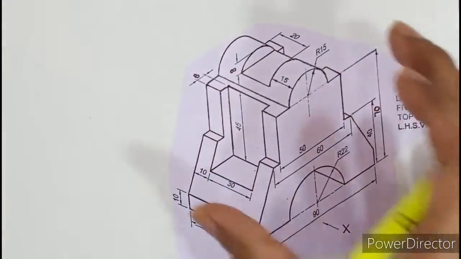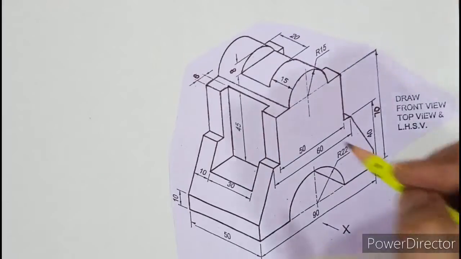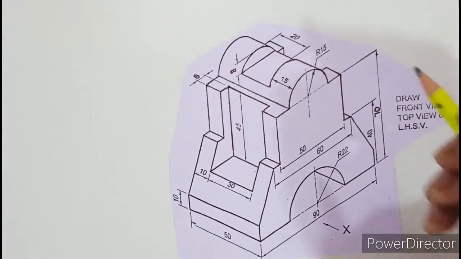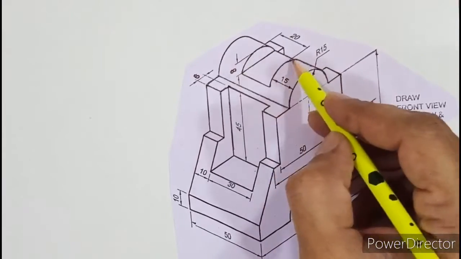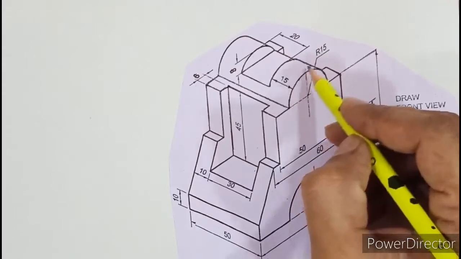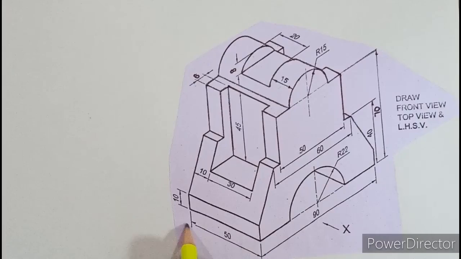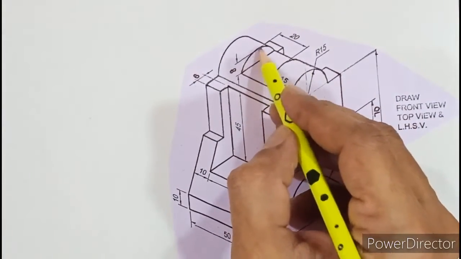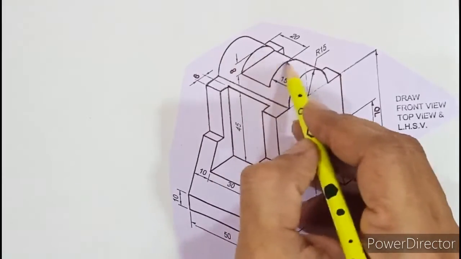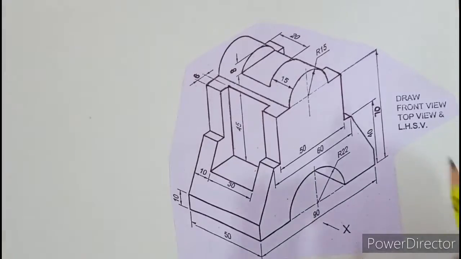So let us look at the overall object and understand how it is. If you look at this semicircular part, it is the same thing we discussed just now. You can see there is a semicircle of radius 15 and the width of the semicircle is 50. Then there is a cutout which is 8 mm deep and 20 mm wide, and that is left 15 from here. Hope the above part of the object is clear.